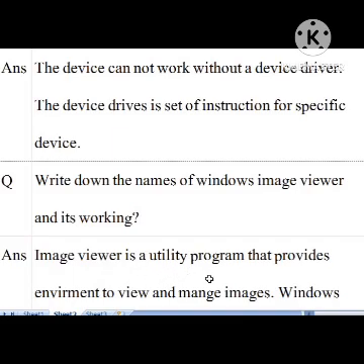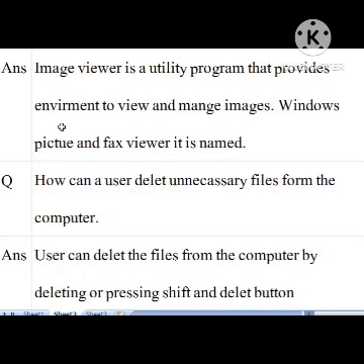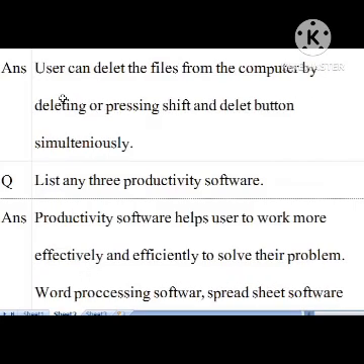Write down the name of the Windows image viewer and its working. Image viewer is a utility program that provides environment to view the image. Windows Picture and Fax Viewer is its name. How can a user delete unnecessary files from the computer? User can delete unnecessary files from the computer by deleting or pressing Shift and Delete button simultaneously.